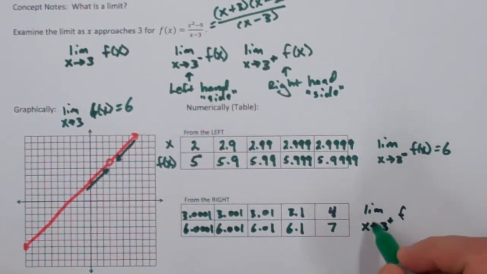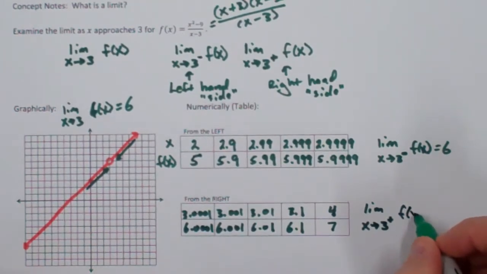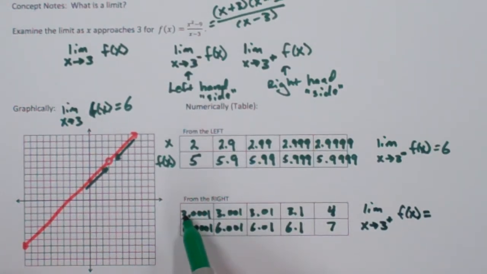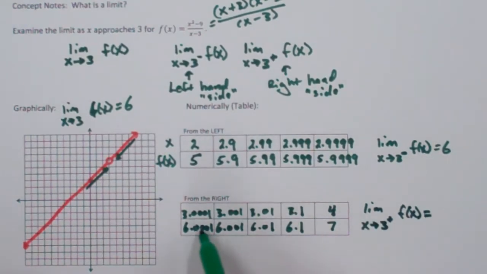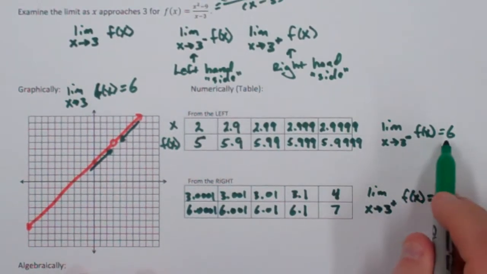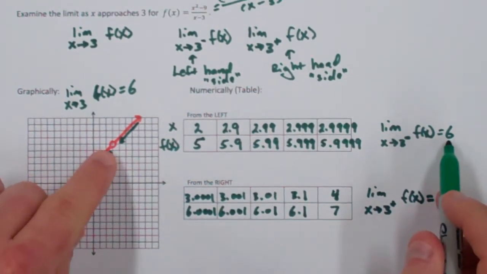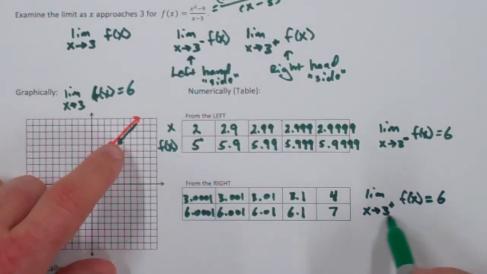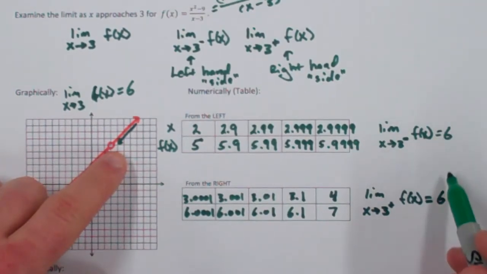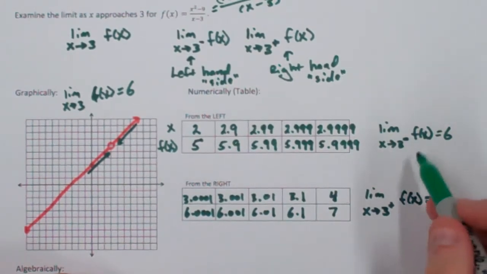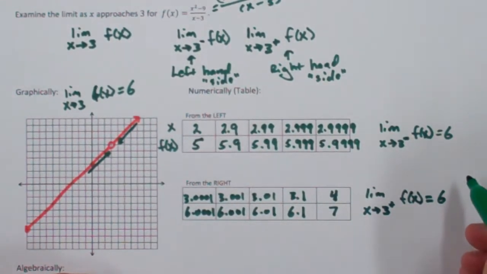as, let's see, the limit as x approaches 3 from the right-hand limit of f of x, and we've got 7 here. As x gets closer to 3, or approaches 3, it looks like the output values get closer and closer to 6. So now the left-hand limit, or from the left, is 6, and the right-hand limit, or from the right, is also 6, we can conclude, at least numerically, it seems like, that the limit as x approaches 3, the left and the right have to agree, is 6.